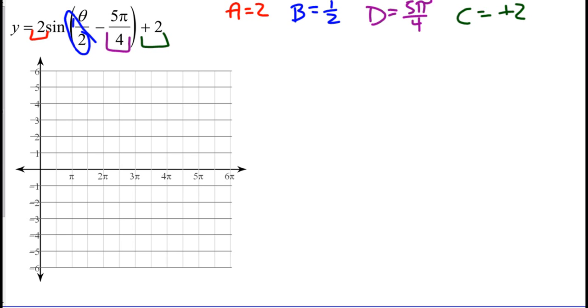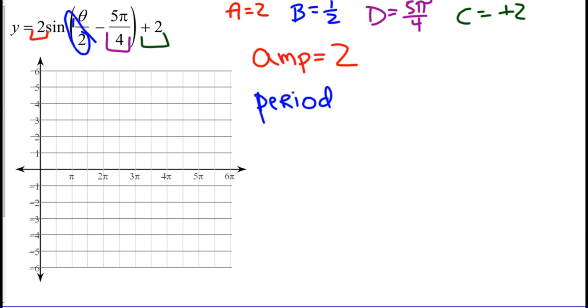Life goes on. Our A stands for amplitude. So our amp is going to be 2. Remember, the amplitude is how far above and below your horizontal axis your points actually are. Okay, our B helps us find the period, or how long it takes for one cycle of our sine curve or cosine curve to actually complete.